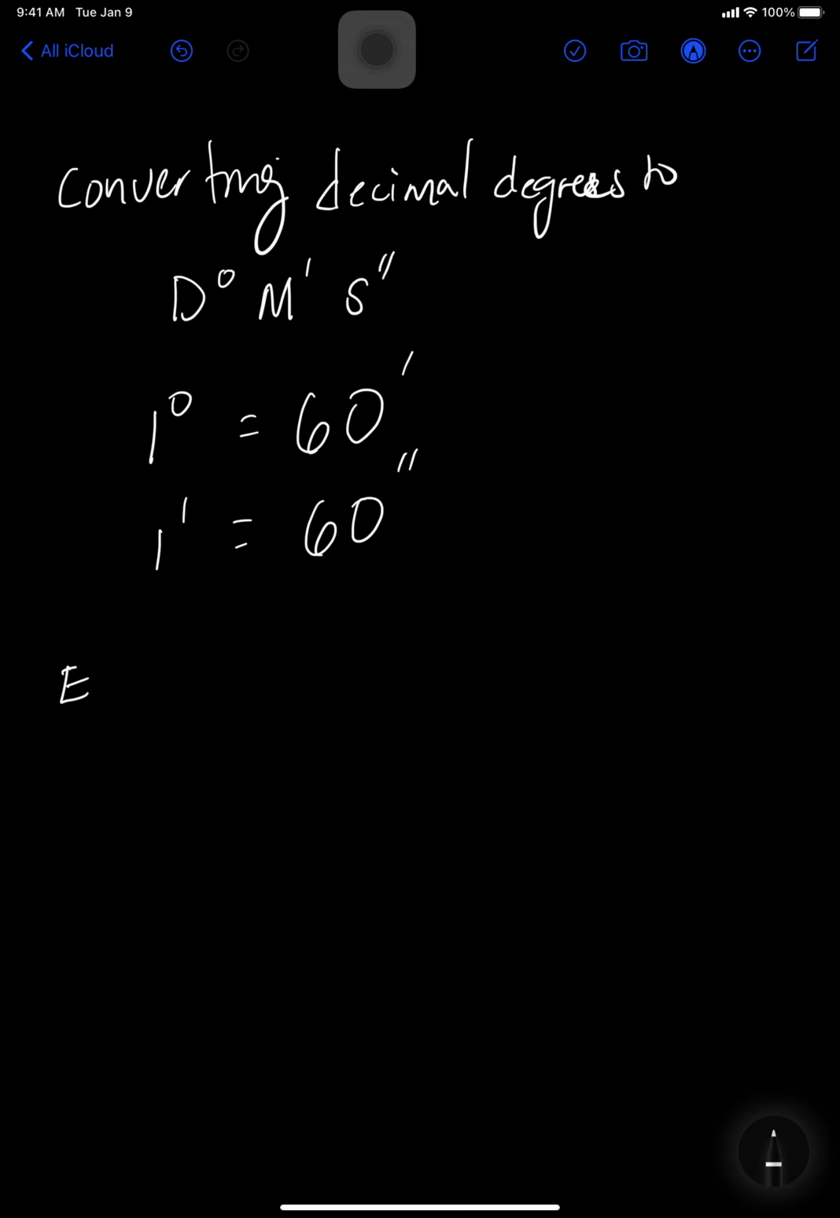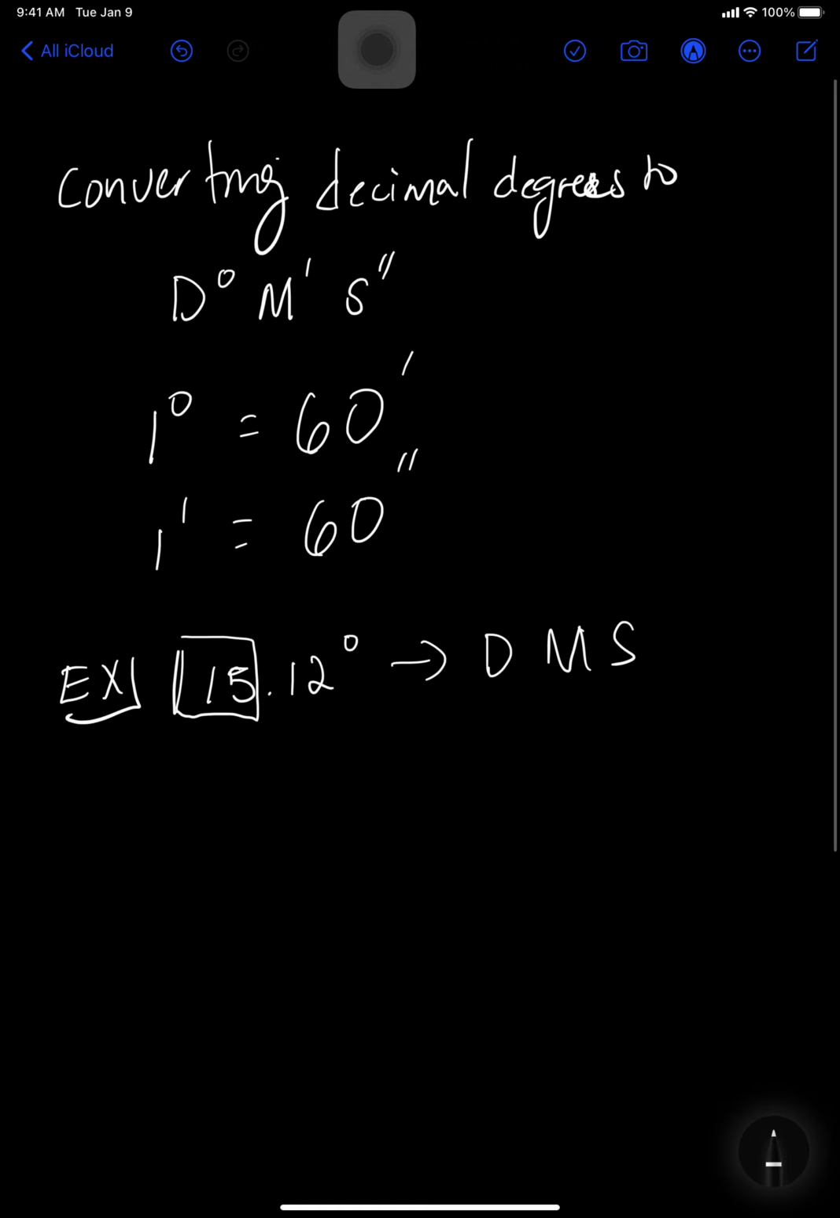So, for example, let's say I have a measurement of an angle of, say, 15.12 degrees, and I want to convert that to degrees, minutes, and seconds. Well, the first thing that you do is you already have the degrees. This 15 right here are your 15 degrees. And so underneath right here, you can just go ahead and put that 15 in right here.